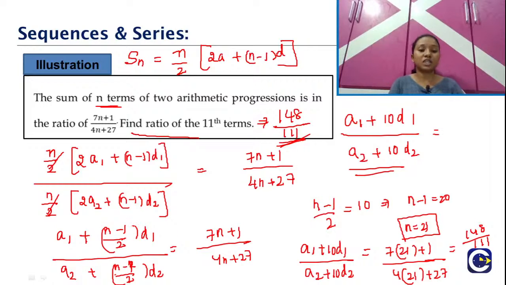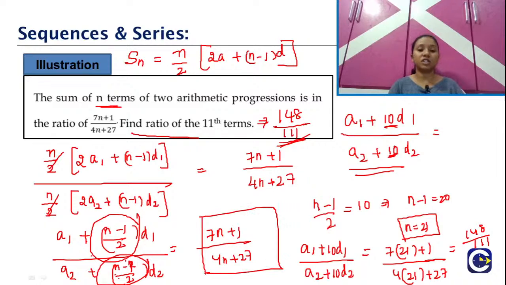So the only trick here is we have to identify this and equate it to our required one in order to get the n value, and that gives us the direct ratio of the 11th terms of these two different arithmetic progressions. Right, so I hope you guys got this one. If you have any doubts or questions in this particular question, please let me know. If not, we can move on with our next one.